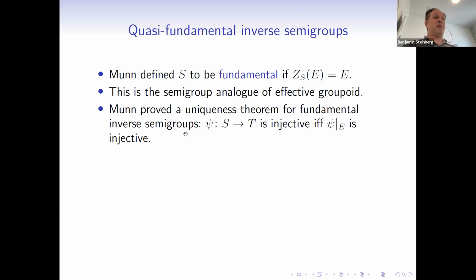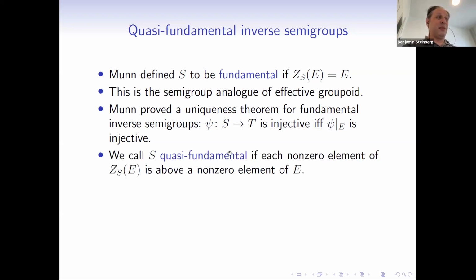Semigroup theorists say that basically this means that the identity is the largest idempotent separating congruence. But anyway, this is really what he proved. So we're going to weaken this to something called quasi-fundamental, which is maybe a terrible name, to be the condition that every non-zero element in the centralizer of the idempotents is above a non-zero idempotent. So what this says is the idempotents are dense in the centralizer of the idempotents.